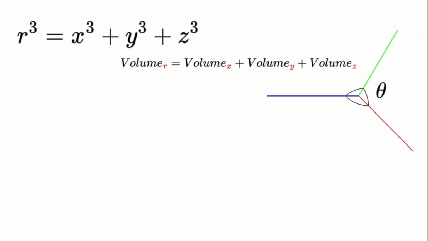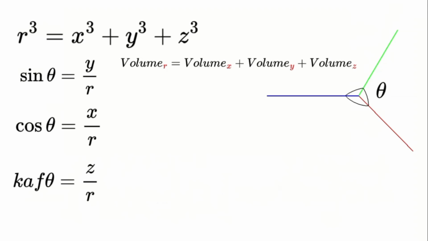Here's something even more exciting. In traditional geometry, we use sine theta and cosine theta. Sine theta is equal to the width divided by the hypotenuse. Cosine theta is equal to the base divided by the hypotenuse. In dimensional geometry, I'm introducing a new trigonometric function. Caf theta is equal to the height divided by the hypotenuse.